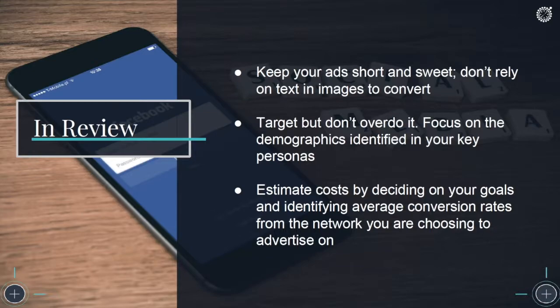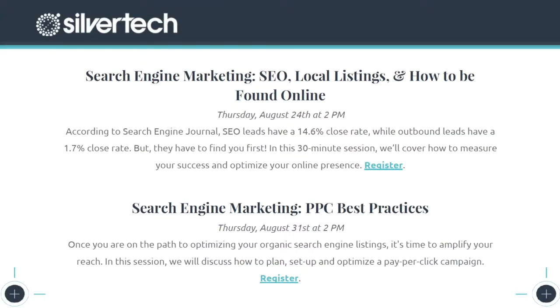So in review, you want to make sure you keep your ads short and sweet. Don't rely on text on your images either to convert. Target, but don't overdo it. So focus on demographics identified in your key personas and don't go much further than that. And then estimate costs by deciding on your goals and identifying average conversion rates from the network you are choosing to advertise on, and compare that to how you convert on your website.